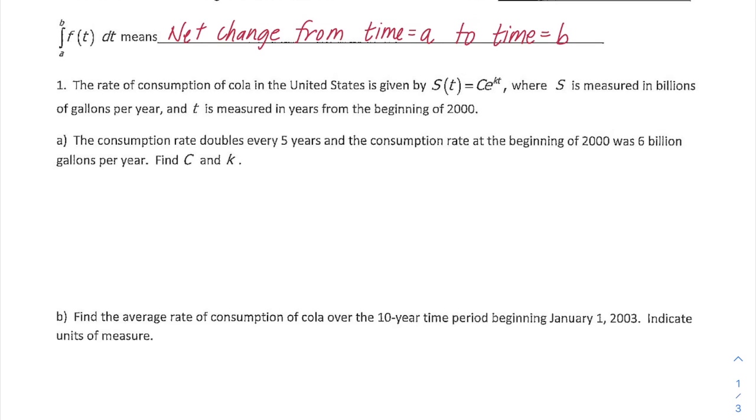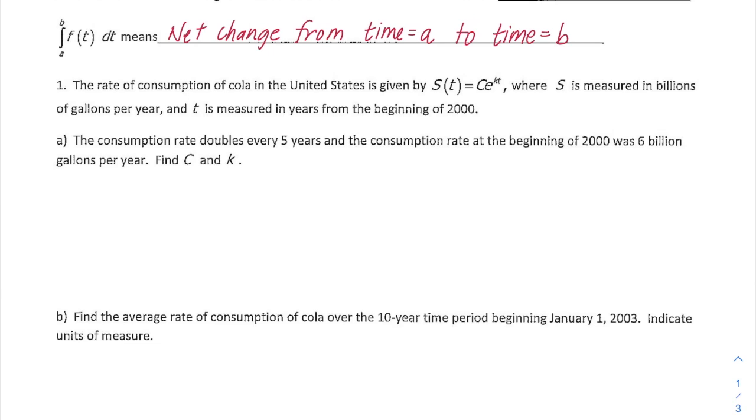So here's our first question. The rate of consumption of cola in the United States is given by S of t equal to C e to the kt, where S is measured in billions of gallons per year and t is measured in years from the beginning of 2000. So this is an exponential equation, C e to the kt. First part. The consumption rate doubles every 5 years, and the consumption rate at the beginning of 2000 was 6 billion gallons per year. Find C and K. This is an easier question than it might appear to be.